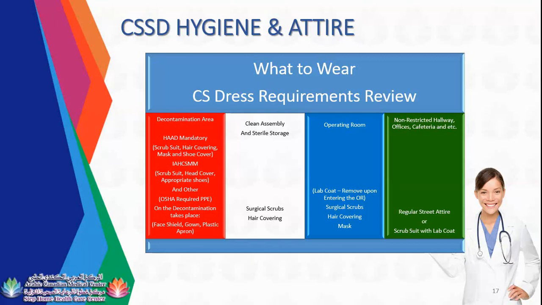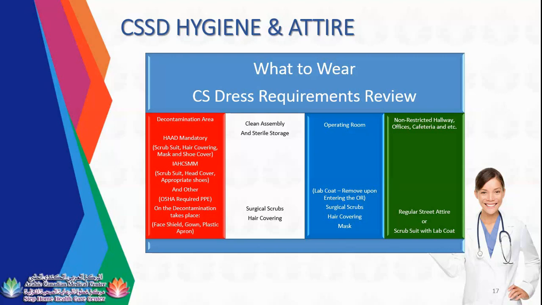CS dress requirements review. In the decontamination area, once you enter, you need to have your scrub suit and your intended shoes. If you don't have intended shoes, you can use shoe covers. But the ideal is scrub suit plus intended shoes plus your hair net. If you have a beard, you need to wear a beard cover. In the kit assembly area and sterile storage area, just the surgical scrub suit, hair covering, and your intended shoes, or shoe covers if you don't have intended shoes.